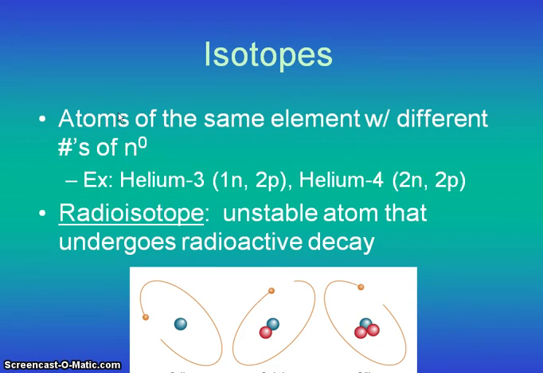And finally, radioisotopes. They are isotopes that are unstable and can undergo radioactive decay. You might have heard of half-lives before. A half-life is how much time it takes for half of the material to decay. And various materials have different half-lives, ranging from seconds all the way to years. So it's just going to be how fast that isotope can actually decay. And that is a radioisotope, an unstable atom.